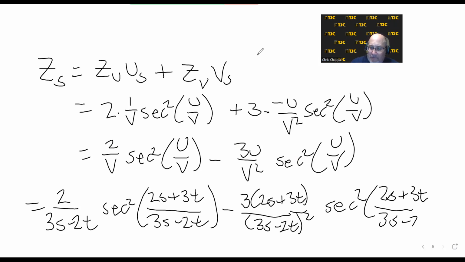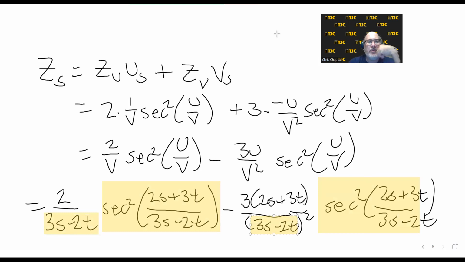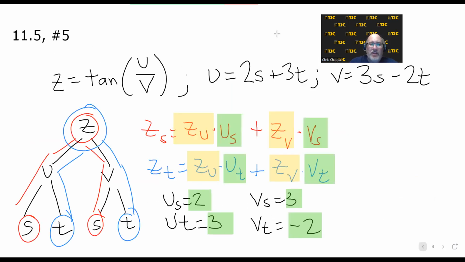I was debating whether or not I wanted to do some factoring here, because I could factor a 3s minus 2t out of both sides, and that would leave one of them in the denominator. There's all kinds of games I could play. But if I wanted my partial derivative of z with respect to s in terms of s's and t's, it would look like that.